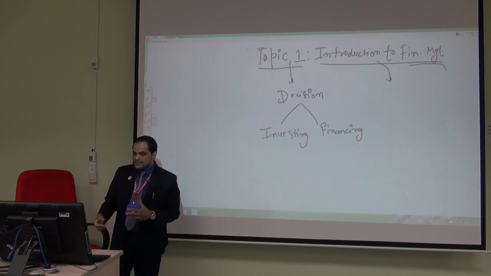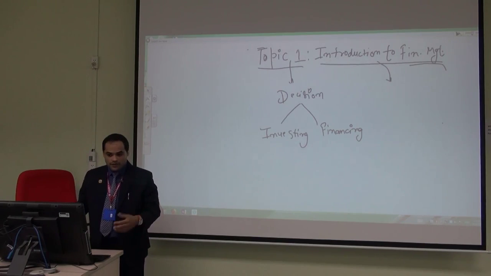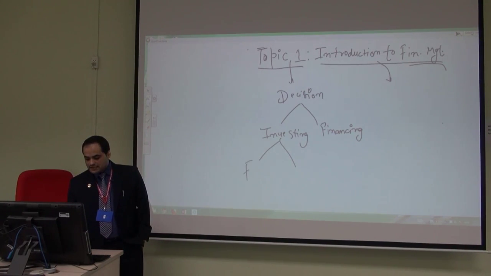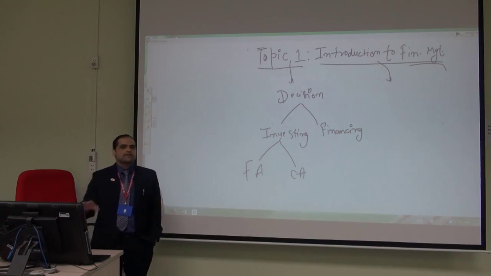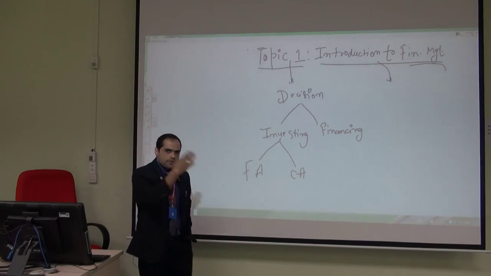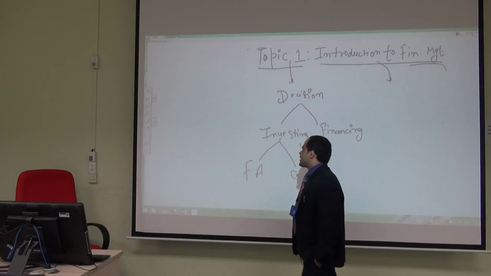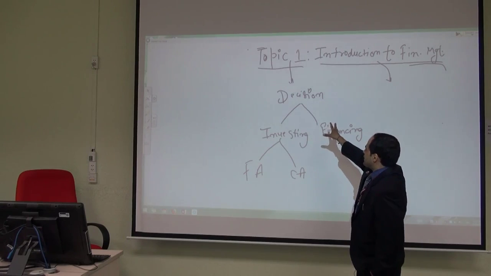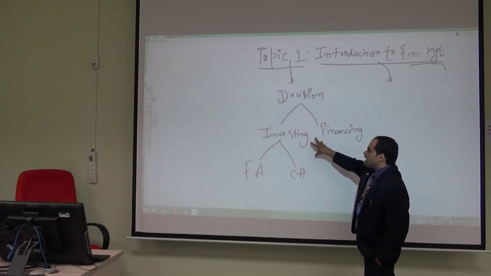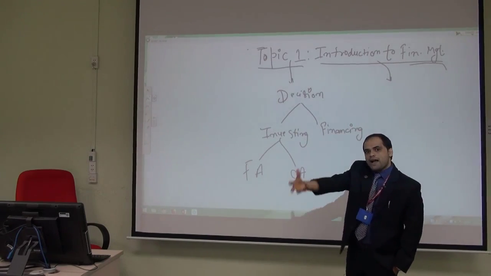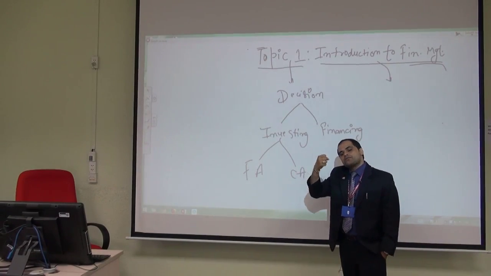Right? And buying assets means investment. Right? So we have two types of assets here: fixed assets and current assets. The fixed assets and current assets you already studied in your previous subject, which was financial accounting. So here I'm just going to explain that financial managers are involved in investing decisions. So it means which assets we should buy or which assets we shouldn't buy.